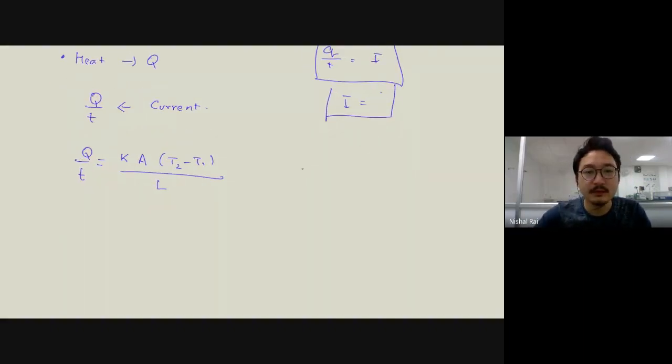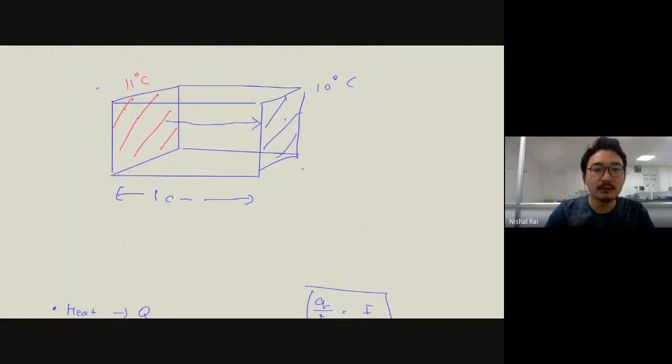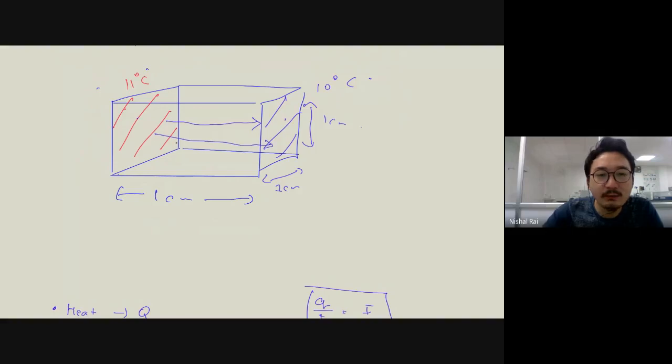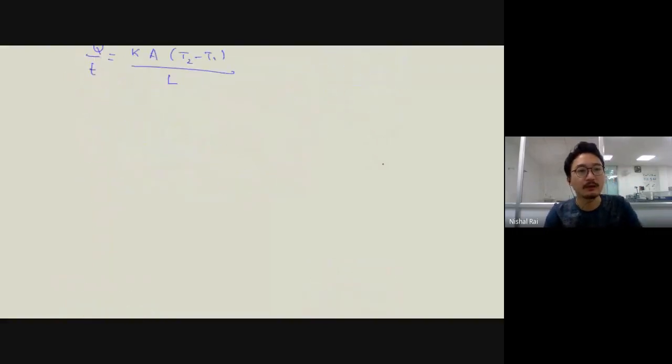Now, when we consider a cube which has a difference of temperature of 1 degree, and which has a length of 1 centimeter, breadth of 1 centimeter and height also of 1 centimeter, basically it is a 1 centimeter cube. The amount of heat transfer from here to here in 1 second, where the temperature difference is 1 degree Celsius across 1 centimeter, and 1 centimeter square area, is basically called your coefficient of thermal conductivity.